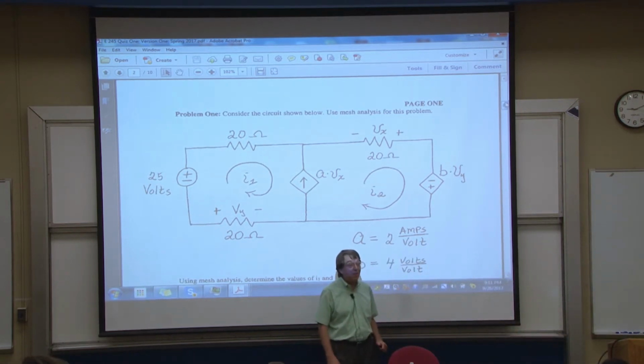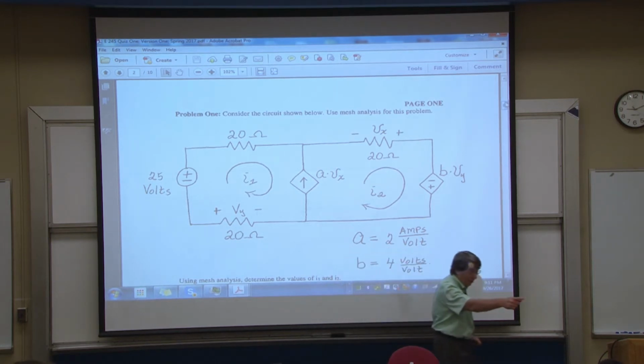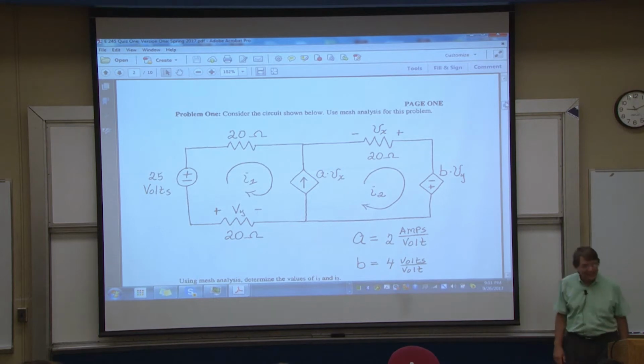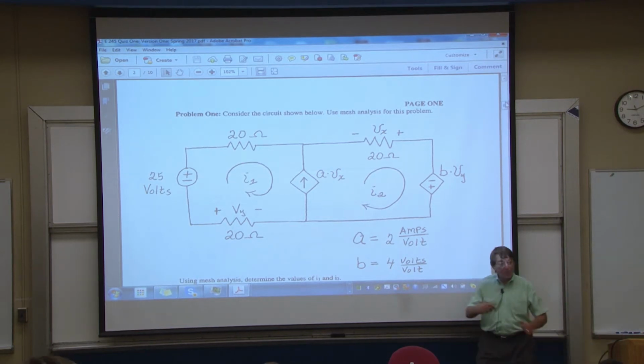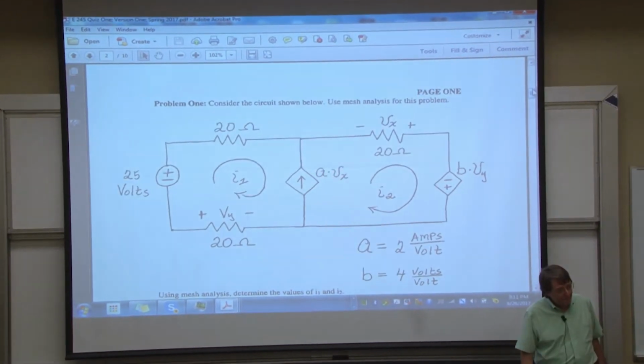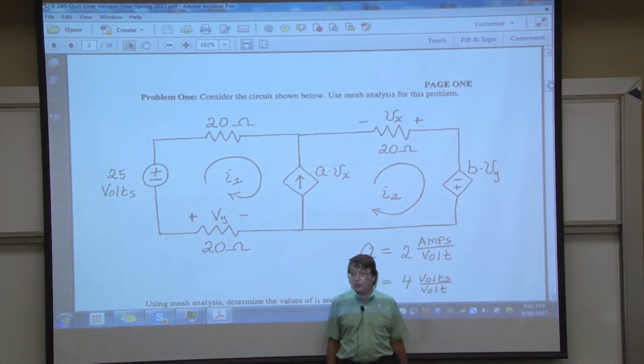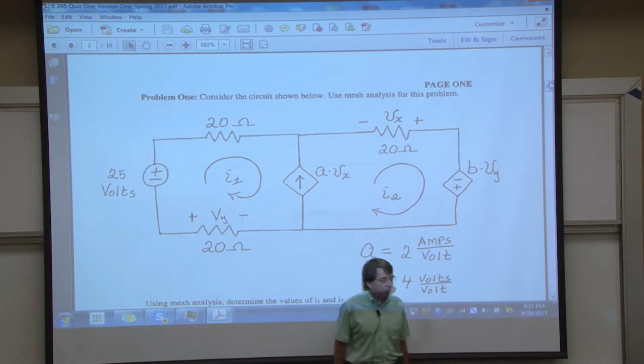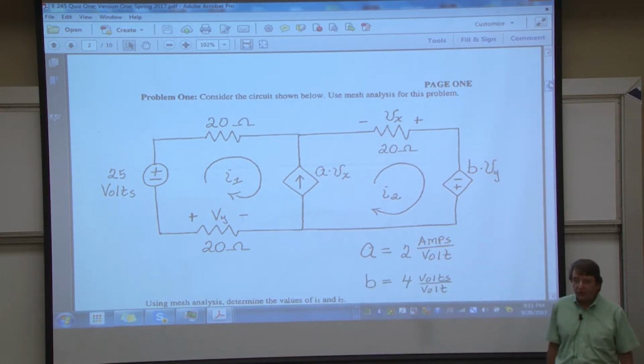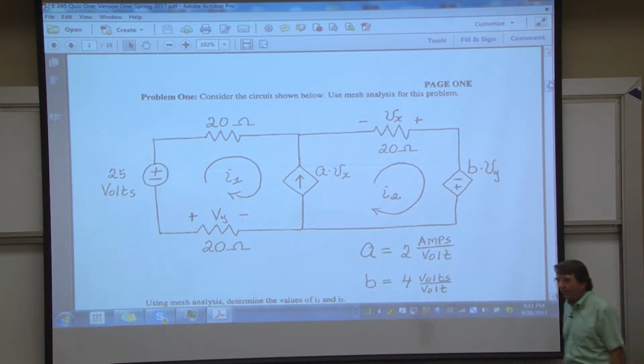Who said super mesh? That was great. Way to go. All right. Excellent. How did you know this was a super mesh so quick? Right. You got the current source in the middle between 2 meshes. And it's a super mesh. Perfect. I'll give you a moment to write this down, copy it.